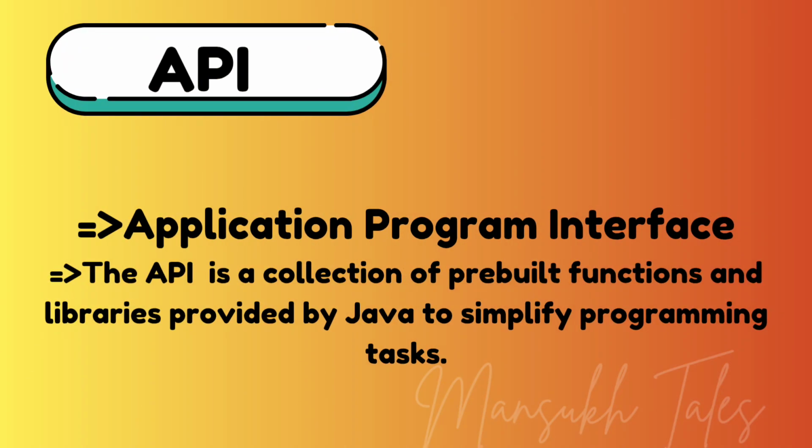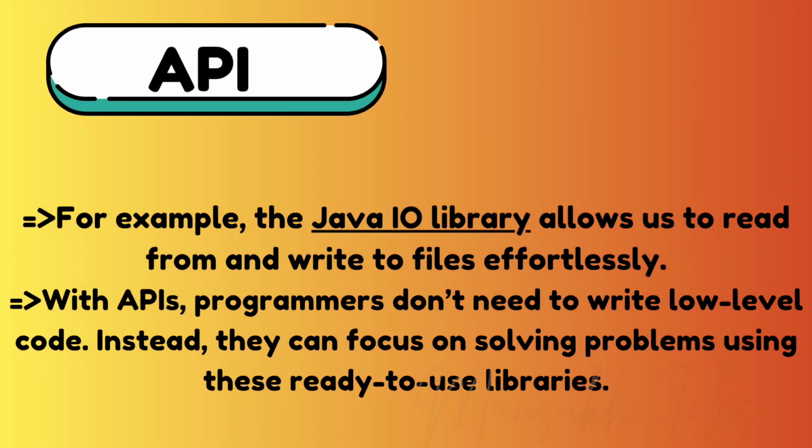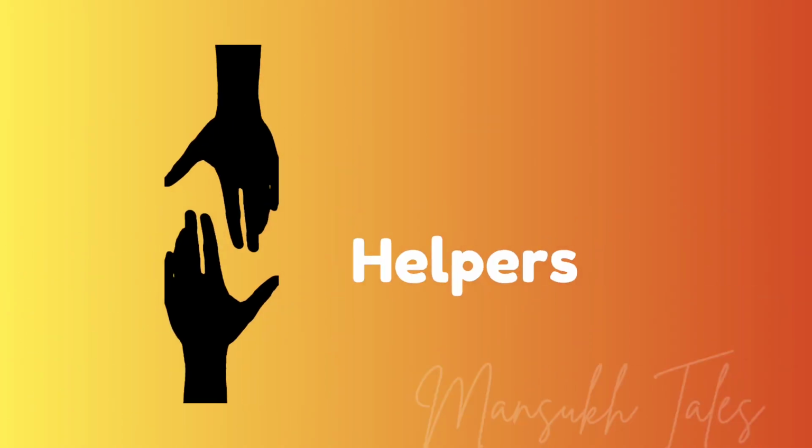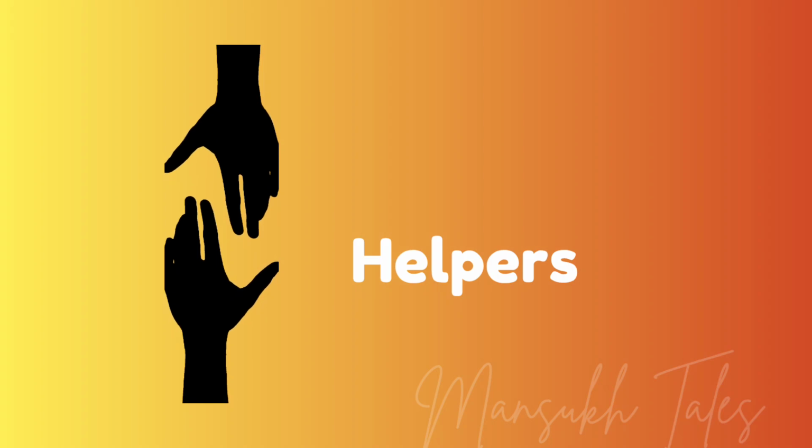API. The API stands for Application Programming Interface. It is a collection of pre-built functions and libraries provided by Java to simplify programming tasks. For example, the Java I/O library allows us to read from and write to files effortlessly. With APIs, programmers don't need to write low-level code. Instead, they can focus on solving problems using these ready-to-use libraries. So in one word, APIs are helpers.